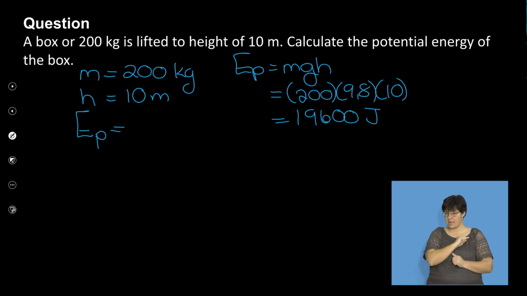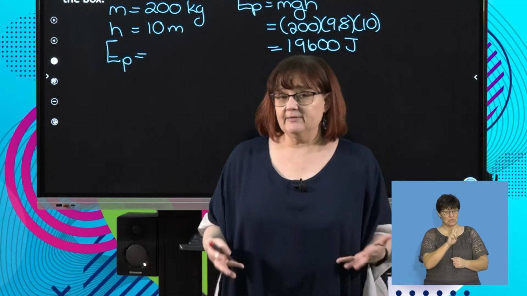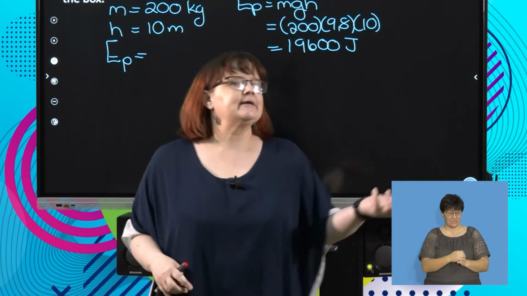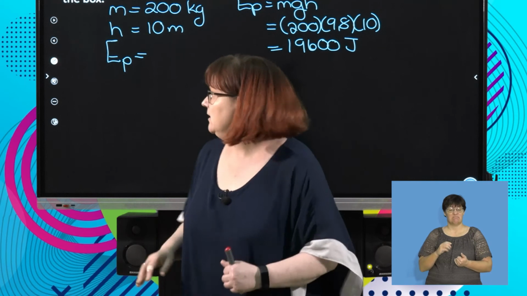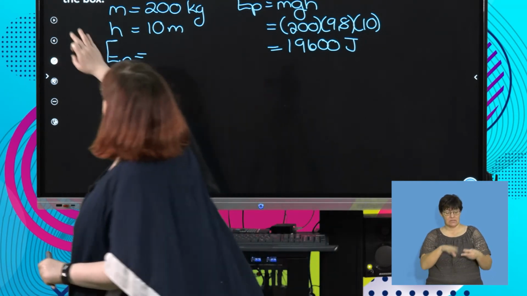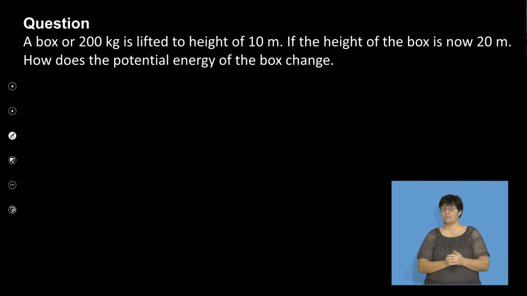I'm happy with that value because it's a big mass. Okay, 200 kilograms is heavy. So I expected a big potential energy here, okay? Second part of the question. They now tell you that it's lifted to a height of 20. And they want to know how the potential energy changes.